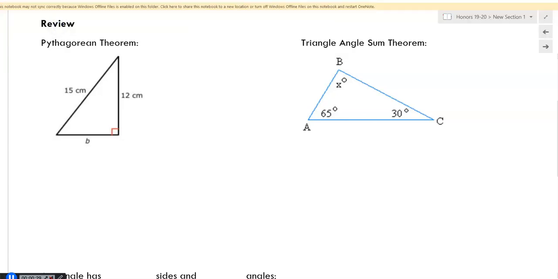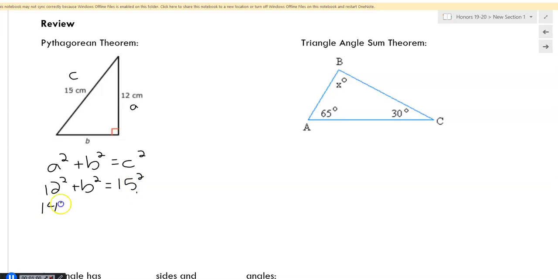Remember, our Pythagorean theorem is a squared plus b squared equals c squared. One thing on the test that some people missed was labeling your sides. Remember, a and b have to be your legs, and c has to be your hypotenuse. So here we have 12 squared plus b squared equals 15 squared, right? This hypotenuse has to go here.